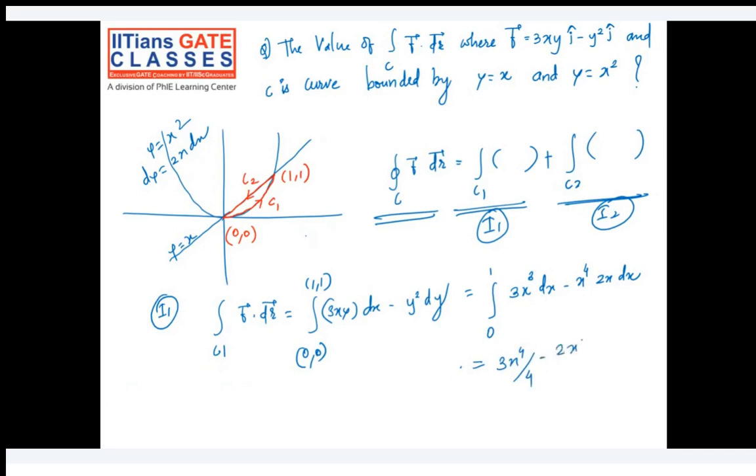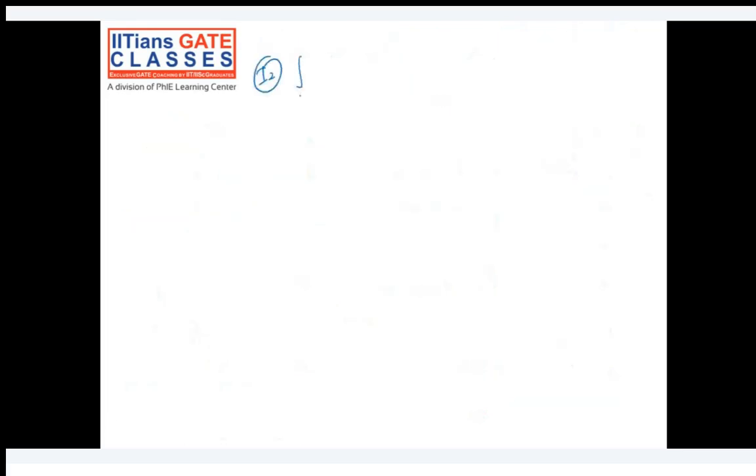In a similar way, calculate the second integral. The second integral is quite simple. Integration over C2 of f bar dr bar, again from 0, 0 to 1, 1, but through the straight line, which is y is equal to x, meaning dy is equal to dx. As simple as it is. So it's again 3xy dx minus y square dy. I can clearly write it as integration 0 to 1, 3x square dx minus x square dx again. So it is 2x square dx.